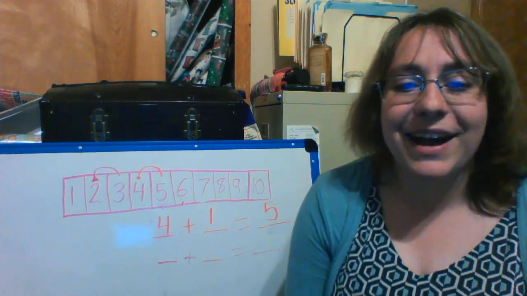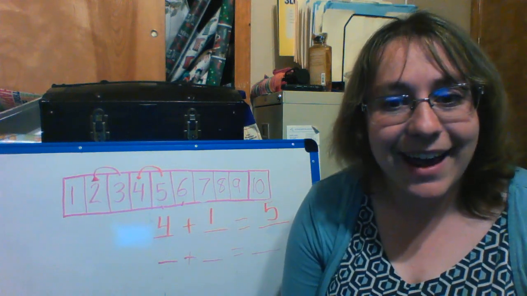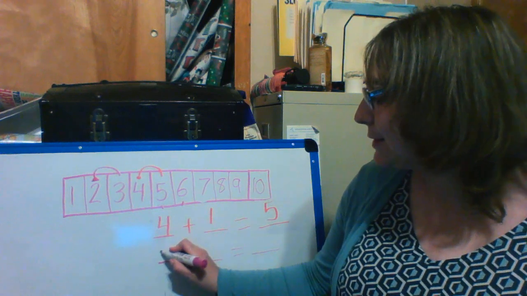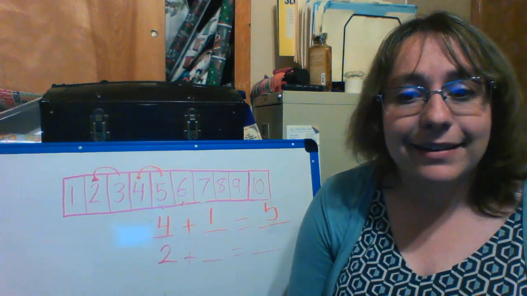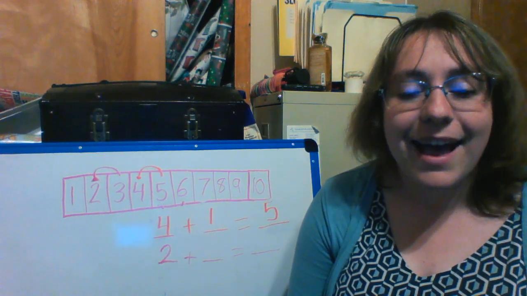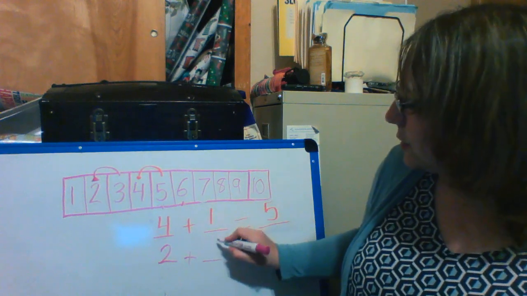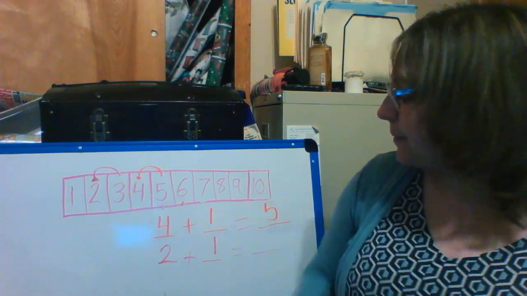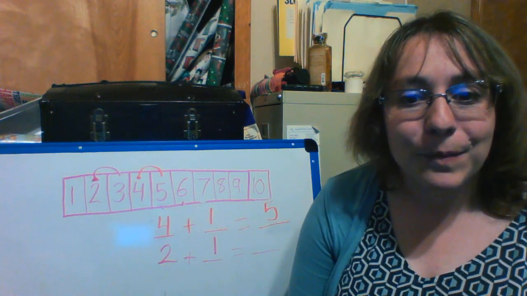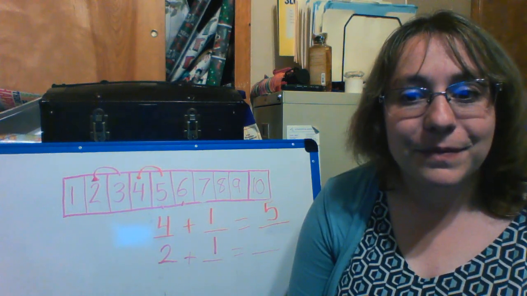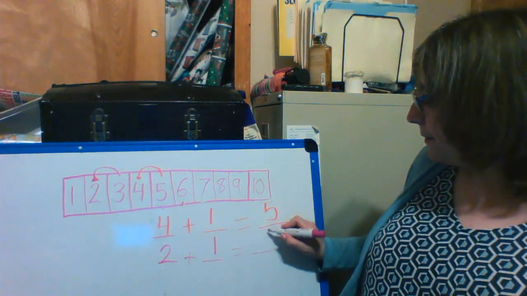Okay, what number did I start at? You're right, I started at 2. So that number comes first. How many did I add? You're right, I added 1. So that number comes next. What number am I at now? What is my whole? You're right. I did my 1 hop, so I am now at 3.